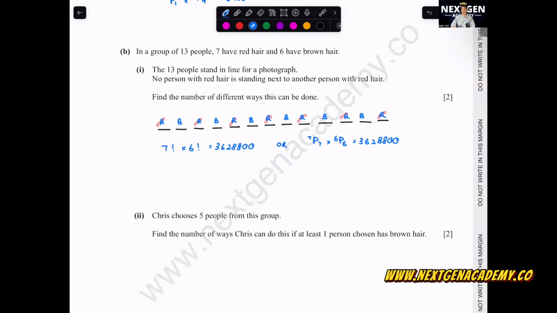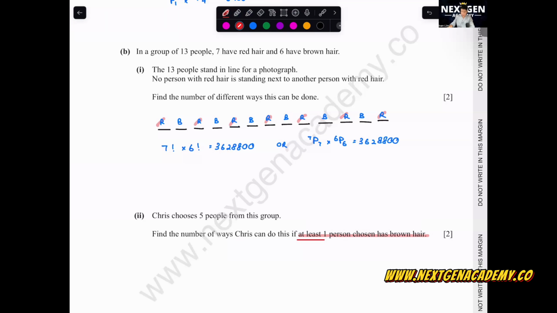Number 2, Chris chooses 5 people from this group. Find the number of ways Chris can do this if at least one person chosen has brown hair. Keyword here: at least. How do we do at least one person has brown hair? When you see the words at least, think about the opposite statement. You take the total minus this opposite statement. What is the opposite statement of at least one person chosen has brown hair? That means no brown hair, right?